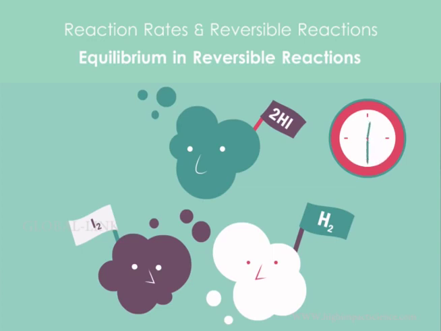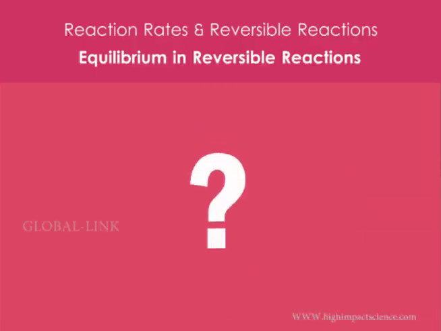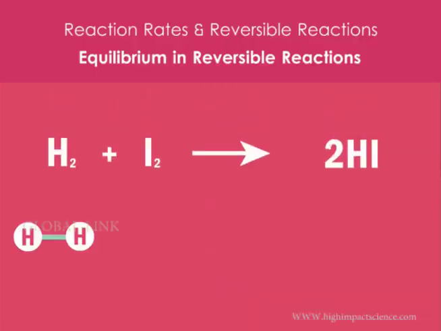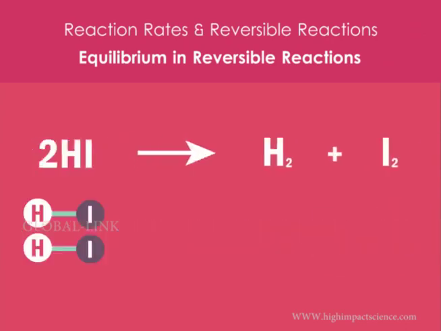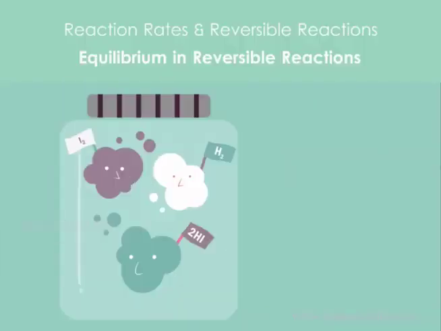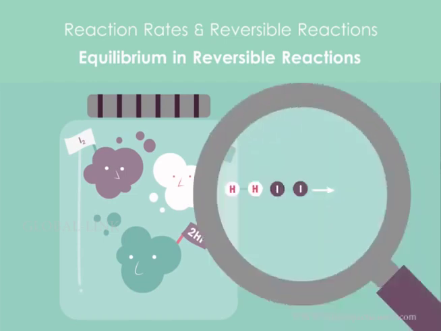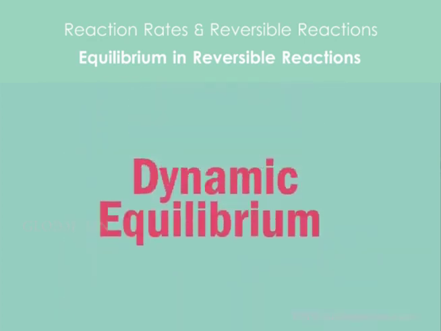Over time, the concentration of hydrogen, iodine and hydrogen iodide remain constant. Why is that? The reaction of hydrogen and iodine to produce hydrogen iodide is occurring at the same rate as the decomposition of hydrogen iodide to hydrogen and iodine. So there are no observable changes, although both forward and reverse reactions are occurring. The reactions have not stopped, but rather have reached a dynamic equilibrium.